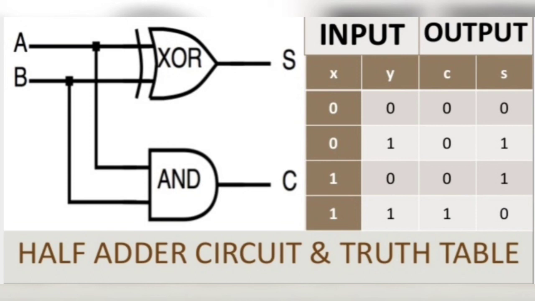If we give input 0 0, then the sum is 0 and the carry is 0. If we give the input 0 1, then the sum is 1 and the carry is 0. If we give the input 1 0, the sum is 1 and the carry is 0. If we give the input 1 1, then the sum is 0 and the carry is 1. This is how we can identify its truth table and half adder circuit.